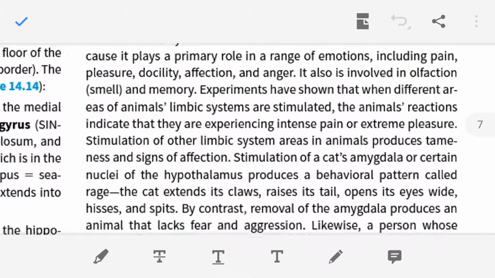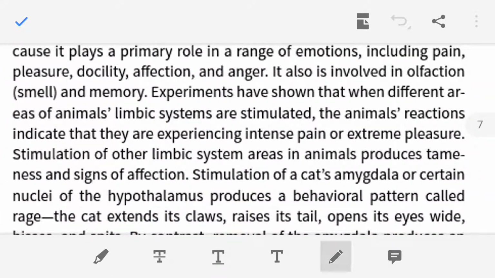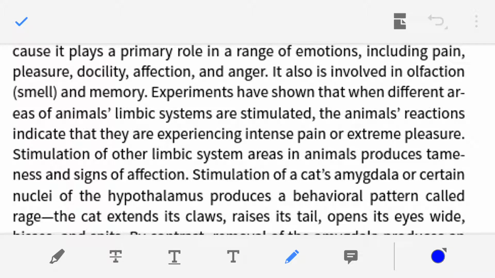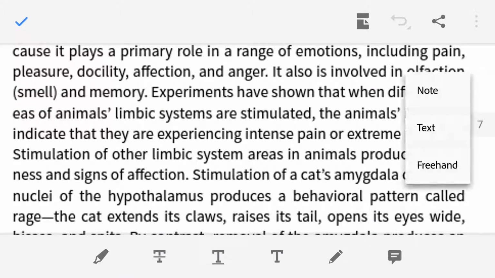Then the limbic system is also involved in olfaction, that means the sensation of smell. Okay, bad smell or good smell. The smell of perfume, for example. Then memory, so we can remember our past events due to the limbic system.